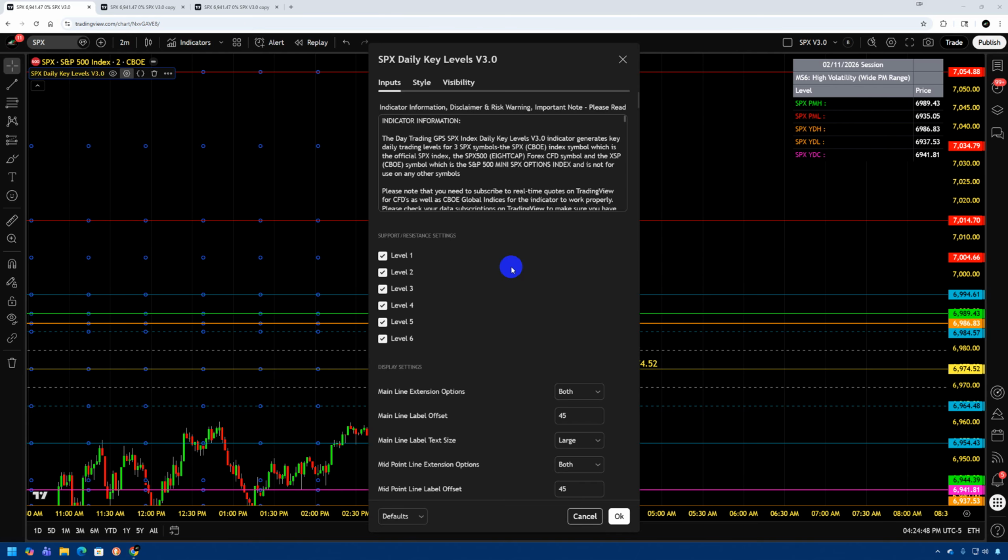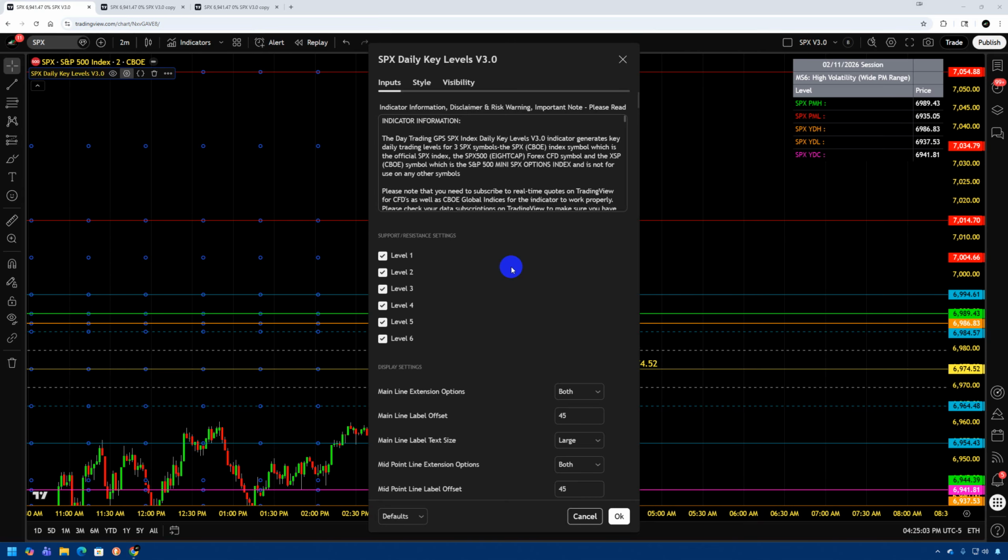Then just go ahead and put your V2.0 indicator on the chart, and then you'll be able to use R7 through R10 and S7 through S10.